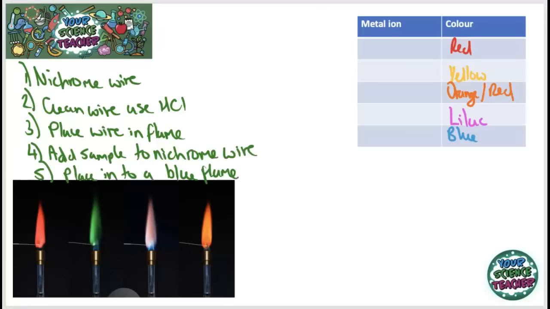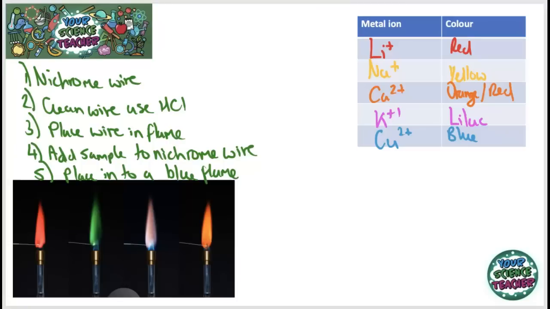Now, which metal ion is present will determine which color you will get. So if we have lithium ions, we will expect a red color. Sodium will produce a yellow flame. We will get an orangey red flame if we have calcium present. We will get a lilac color if we use potassium. And finally, if we get a blue color, we know that we have copper ions present.